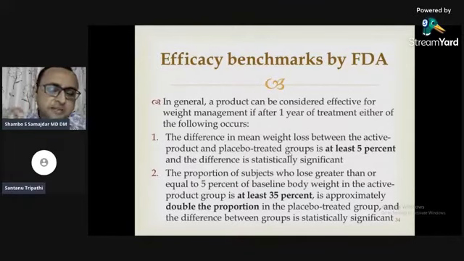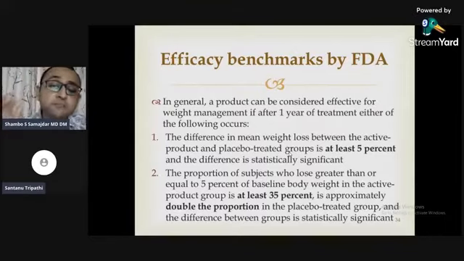Why did I spend less time on anti-obesity drugs? This is the cause: the efficacy benchmarks. If we go by the FDA guideline, they approve drugs to treat obesity if the difference in mean weight loss between the active product and the placebo treated group is at least 5%, and the difference is statistically significant. So you can see the 5% mark. Another cutoff is there: if the proportion of subjects who lose greater than or equal to 5% of baseline weight in the active product group is at least 35%, approximately double the proportion in the placebo treated group.